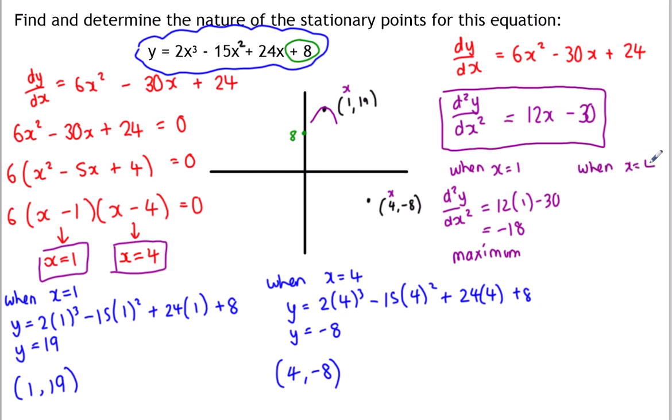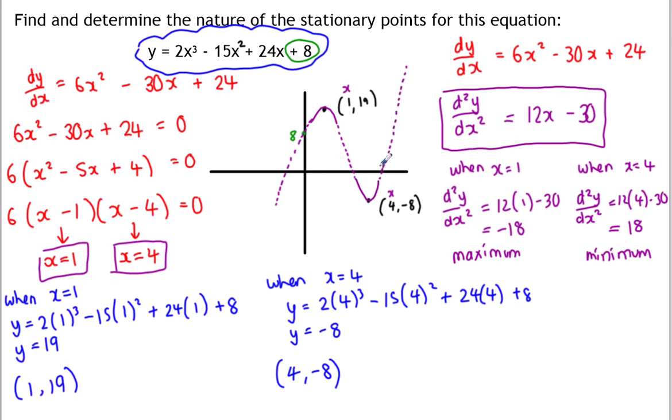When x equals 4, d squared y by dx squared is 12 lots of 4 take away 30. That comes out as positive 18. Positive means it's a minimum. So I'm having some issue writing today. So there's a minimum, and what you can do then on your sketch is fill in the gaps. So it goes up through 8, gets to a maximum at 1, 19, comes back down, gets to a minimum at 4, minus 8, then it turns, starts going back up and never comes back down again.